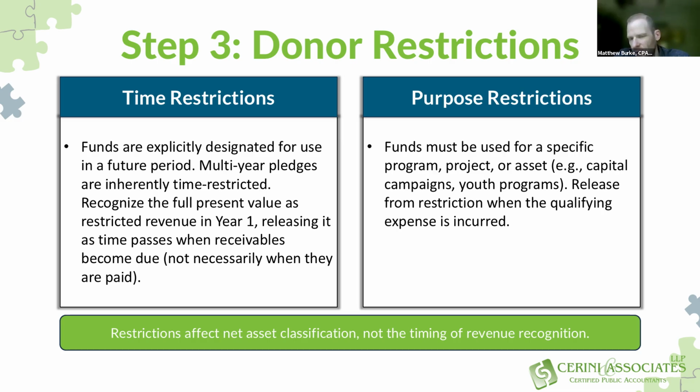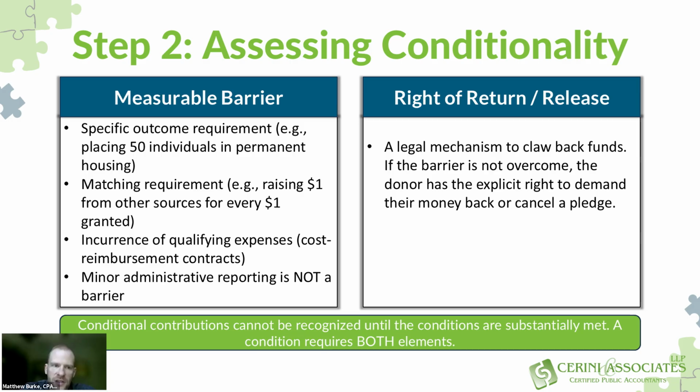So we have a problem here too, right? Again, more confusion. Most conditional contributions are dependent on spending properly, and most purpose restrictions are dependent on spending properly. So now we're in this gray area of what's a condition versus a restriction. So I would flip back to the prior page to reiterate: for something to be a condition, you have to have a barrier, and you have to have a right of return. If you don't have a right of return, chances are that's a donor restriction and not a condition.